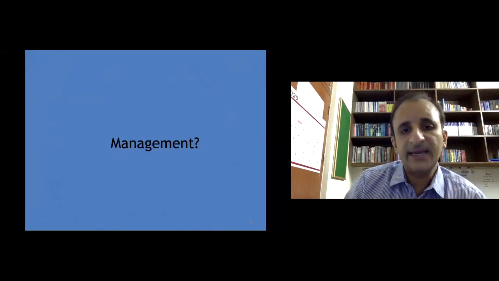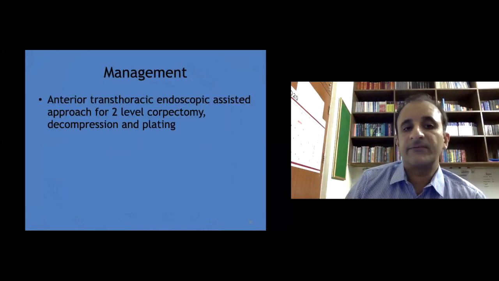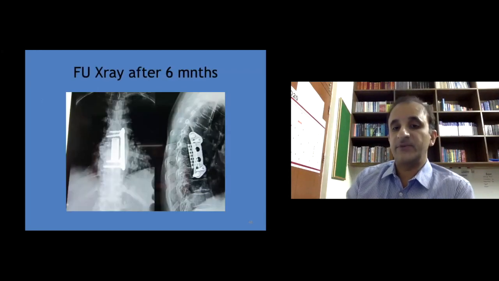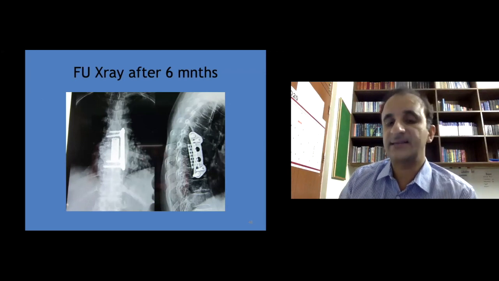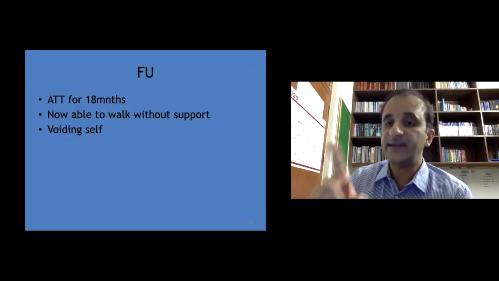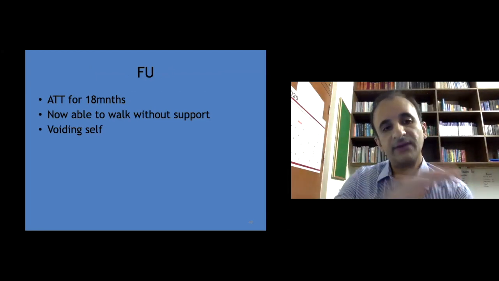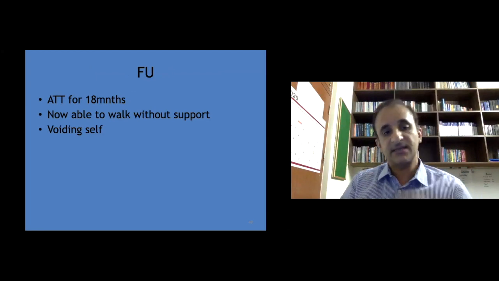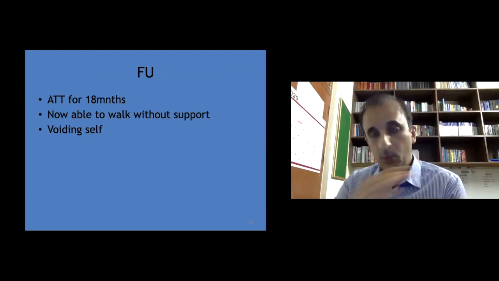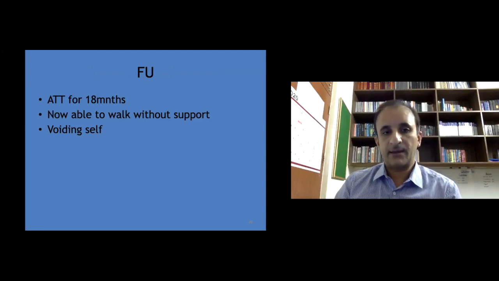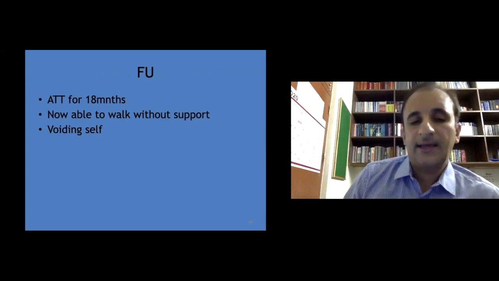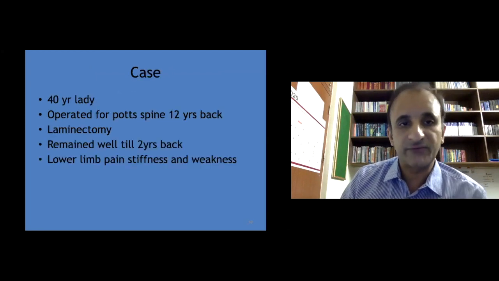We went in quickly, went in for an anterior transthoracic endoscopic assisted approach for 2-level corpectomy. This is what we did. She did fairly well. Though again at that time we did not have direct evidence of MDR, looking to the clinical profile, we continued ATT for 18 months. She has now, over 18 months, started walking with support, and the catheter has been removed.